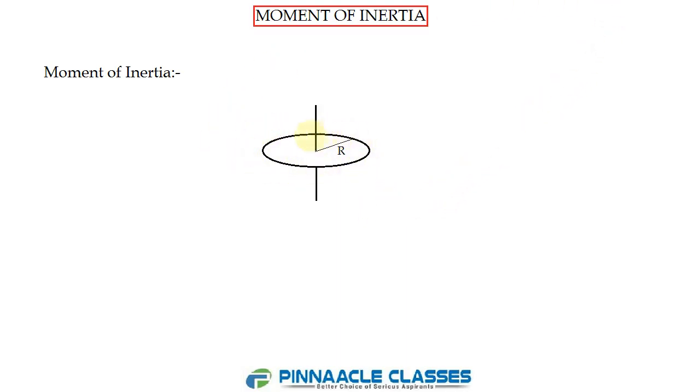Suppose we take a circular ring of total mass M and radius R, rotating about an axis passing through the center and perpendicular to the plane of the ring. Now we have to find out the moment of inertia for this ring. If we divide this ring into a number of small elements, take one of the small elements. I am considering one of the small elements, dm. So this small element dm is at a distance r.